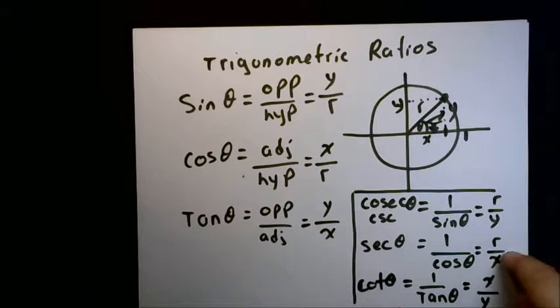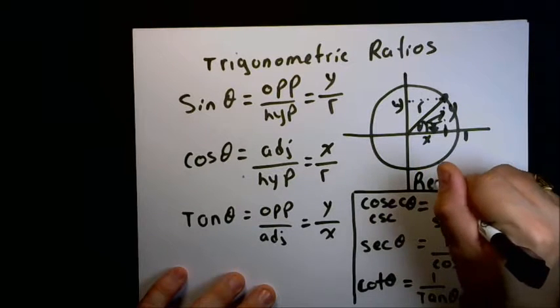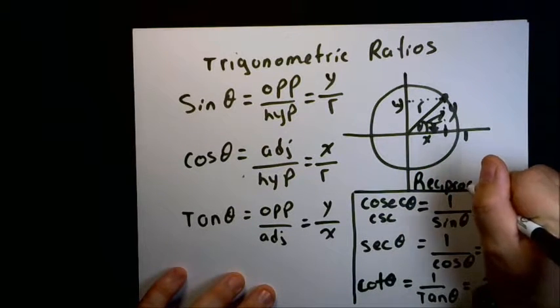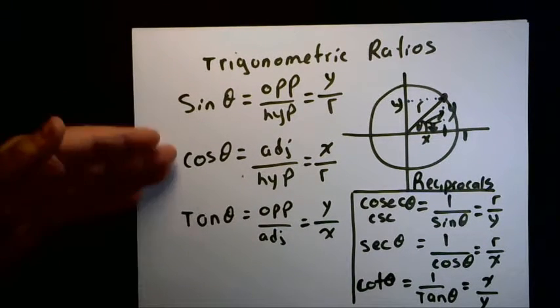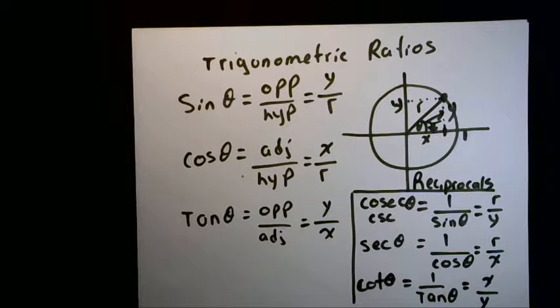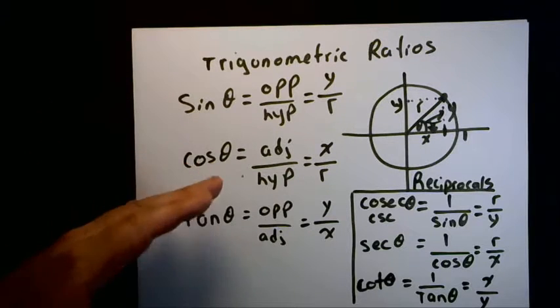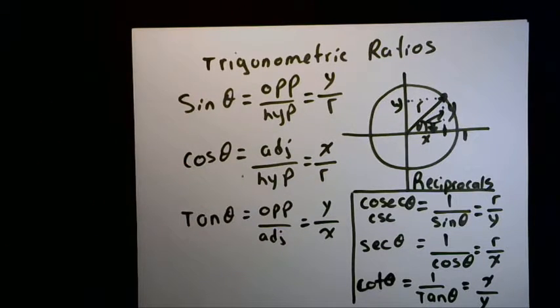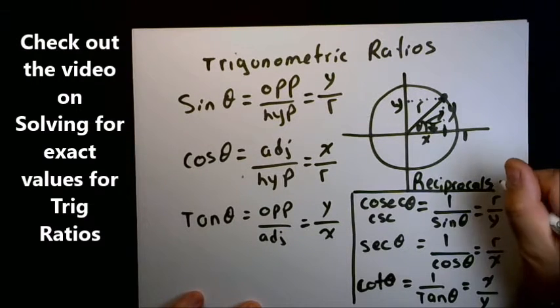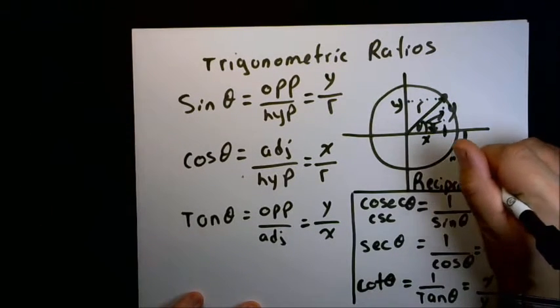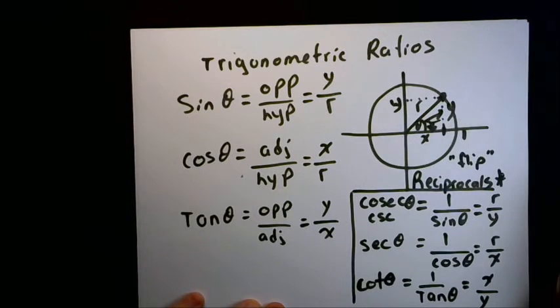We treat these new ratios, which are called the reciprocals of the original three, exactly like the cos, sine, and tan. We solve for them exactly the same. The only difference is when we get our final answer for cos, sine, and tan, we simply take the reciprocal and flip our fractions.